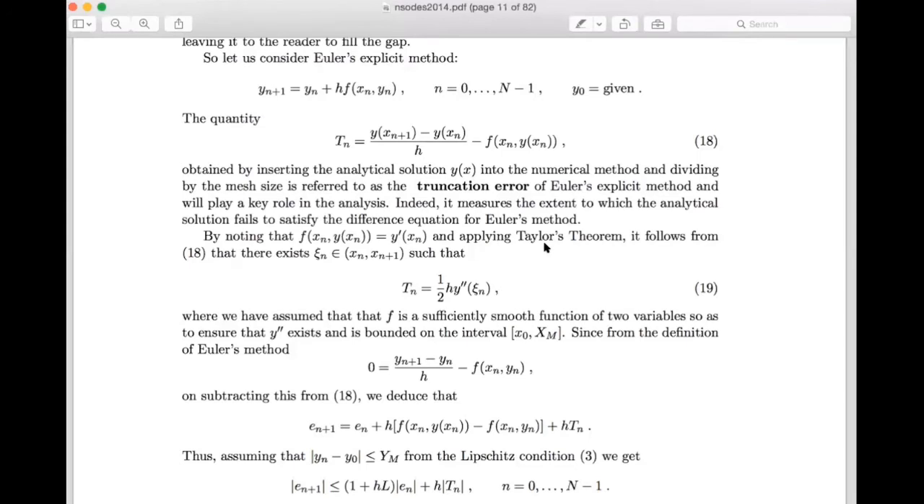Please share your screen, sir. Sir, your screen is not visible. Please share it. Yeah, now it's visible.